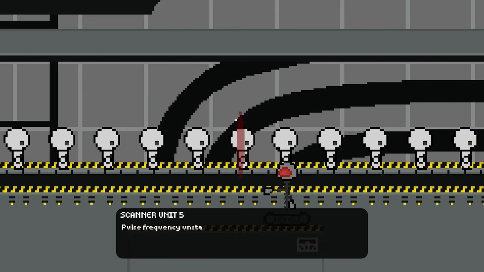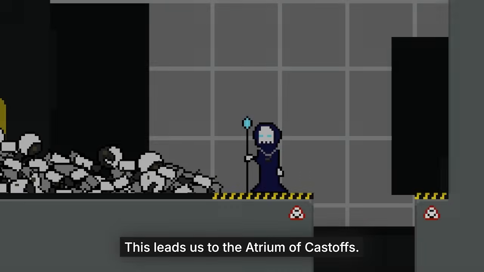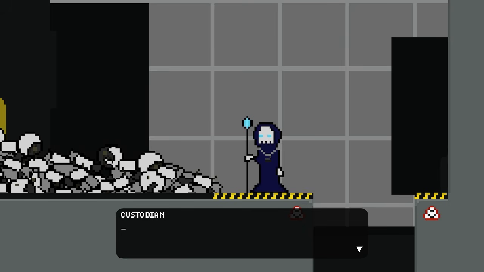After being created, he's scanned by a character called the Scanner Man. Despite appearing completely normal, he's marked for disposal and sent away. This leads us to the atrium of cast-offs. Here, the main character is judged by the custodian, and the custodian begins questioning why he's being discarded in the first place. He looks like everyone else, so why is he being treated differently?